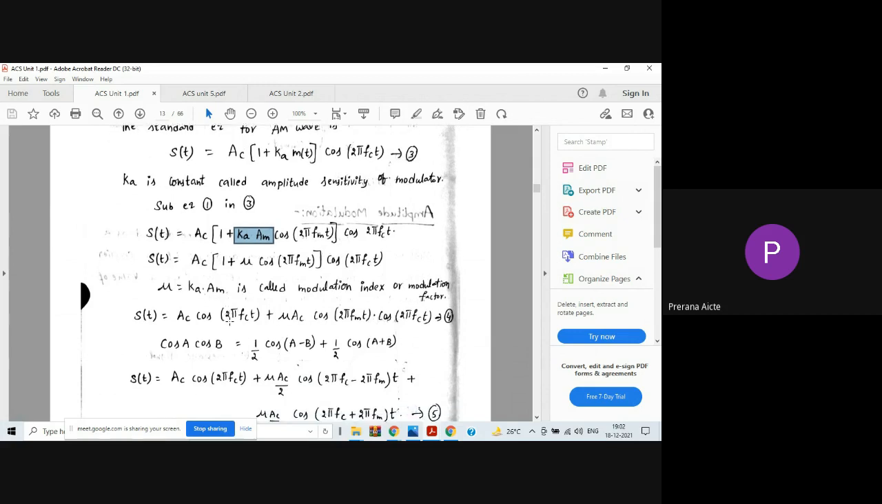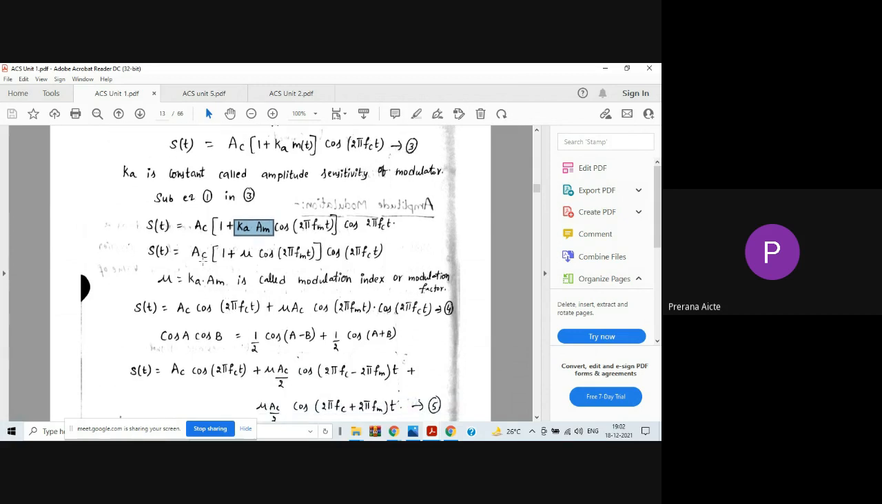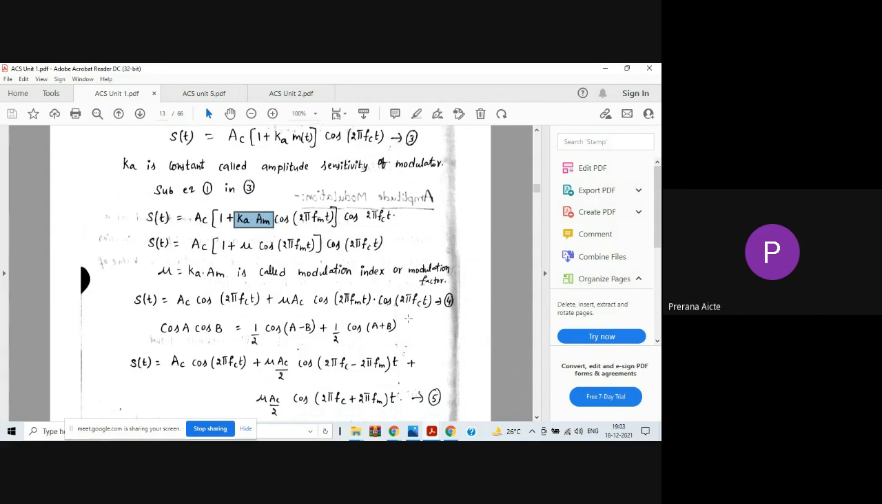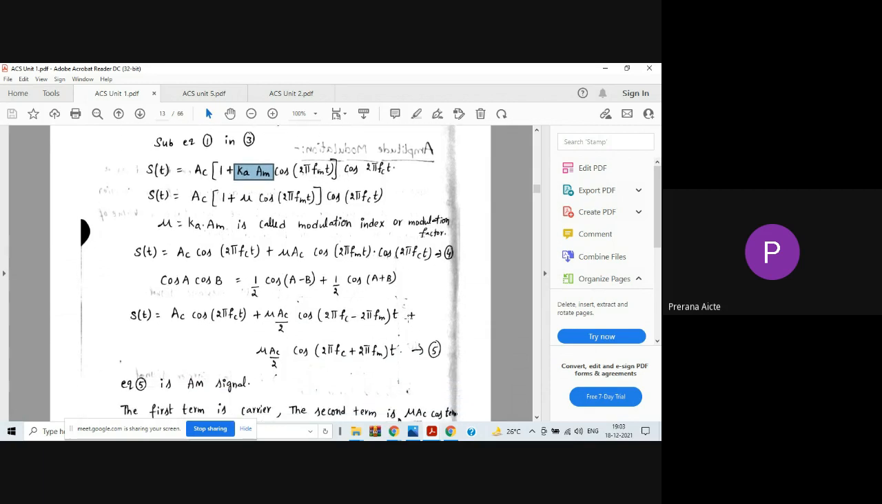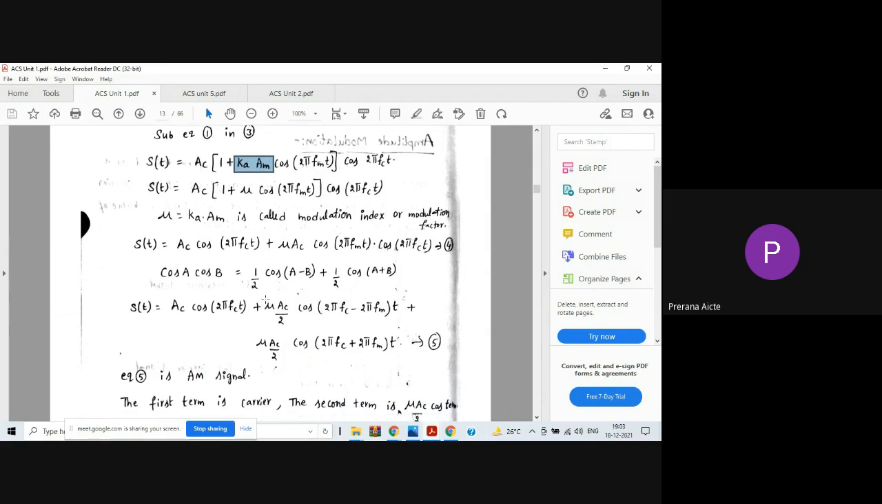Okay, and we are splitting this term. s(t) = Ac cos(2π fc t) + mu Ac cos(2π fm t) cos(2π fc t). And we know the formula for the product of cosine terms. What is that? cos A cos B = 1/2 [cos(A − B) + cos(A + B)]. So simply we are replacing it in the fourth equation.